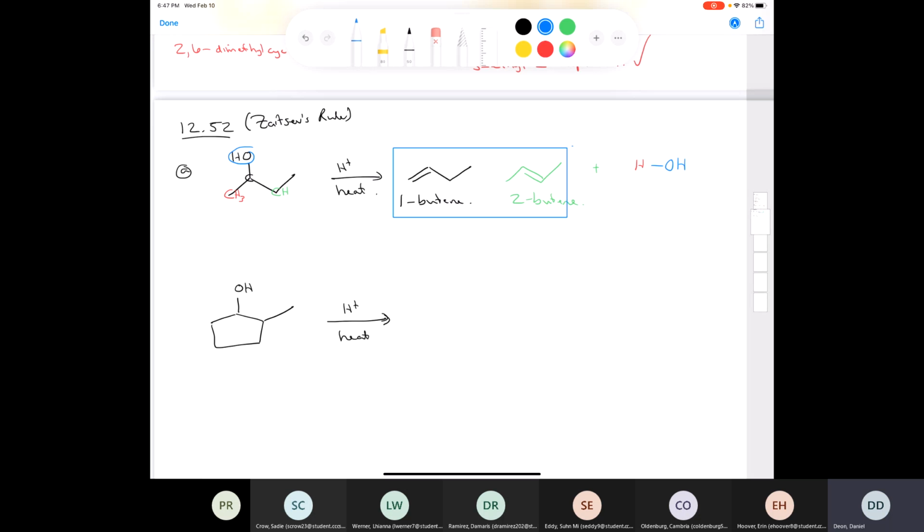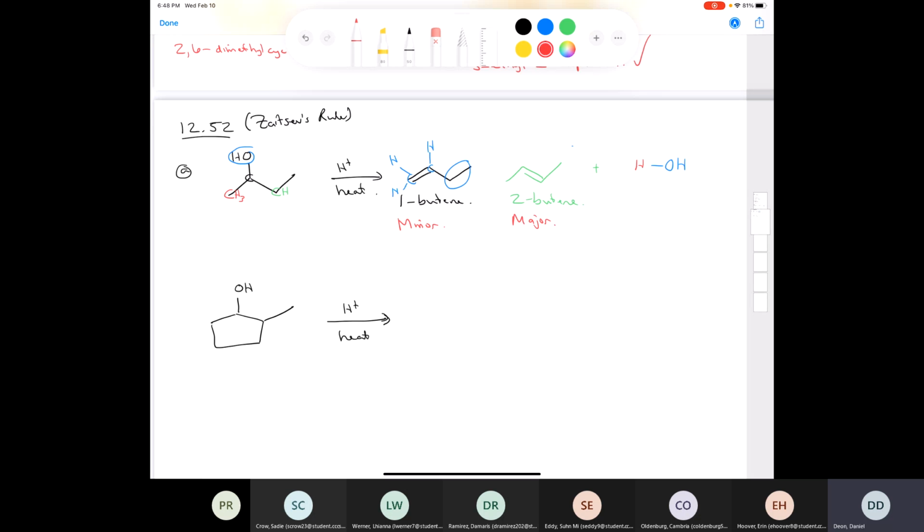Zaitsev's rule states that the major product is going to be the alkene that has the most R groups attached to it. If I look at 1-butene, I have two carbons, I have one, two, three hydrogens, and only one R group attached overall. If I look at the double bond in 2-butene, I have one, two hydrogens, and two R groups attached. And so 2-butene is, in fact, the major product. So this will be my major product, and this will be my minor product.